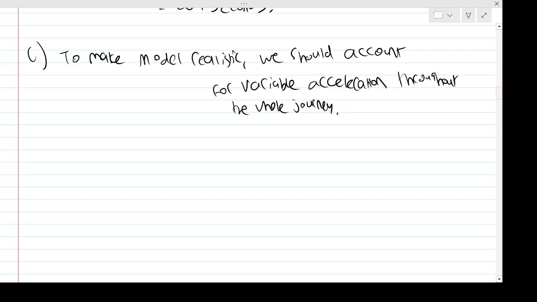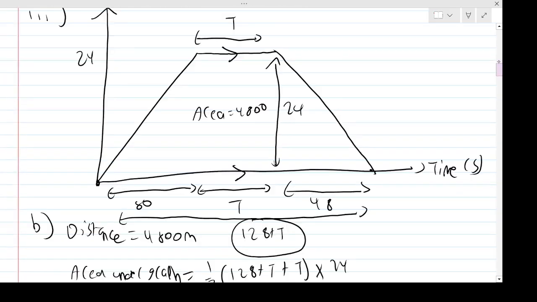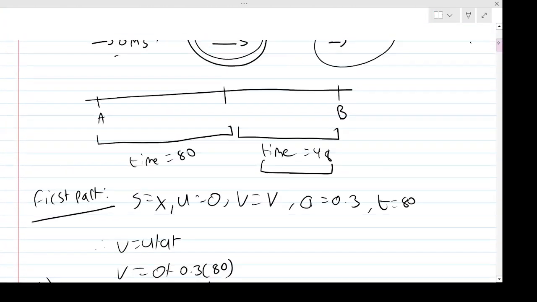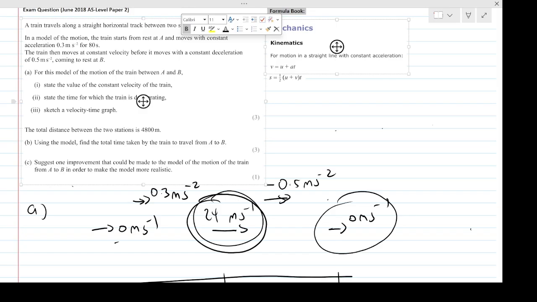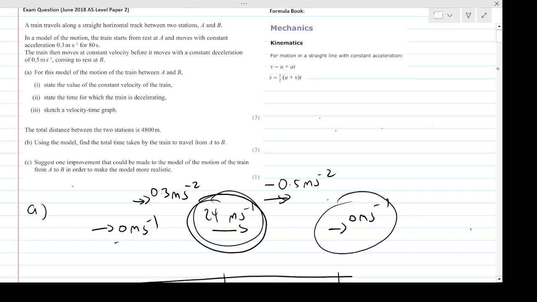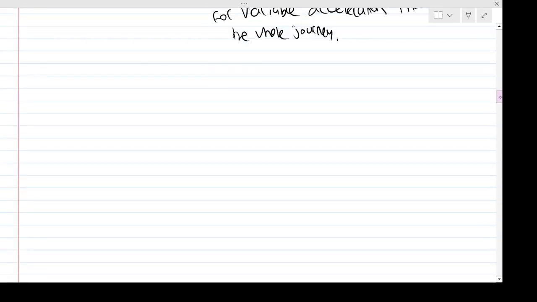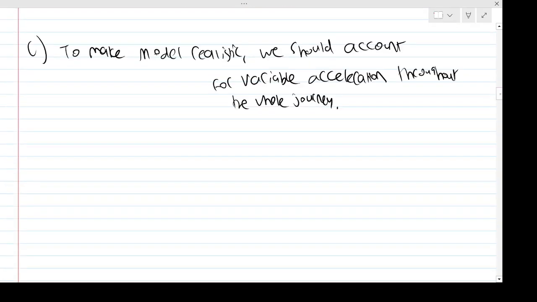Because technically we do have different accelerations, but there aren't many different ones. So here, what was it? We had 0.3 meters per second squared, then it goes to 0.5 meters per second squared. They are technically different, but there are only two different accelerations throughout the whole journey. I'm talking about fluctuations like every second, that sort of thing. So we need, I guess, more variable acceleration, more specifically. Okay, so that's that then.